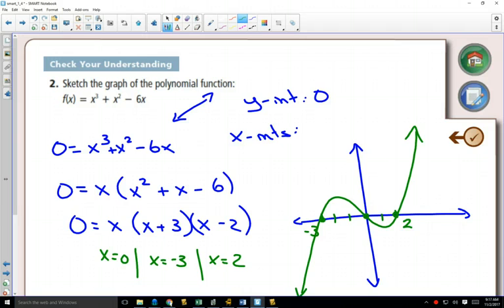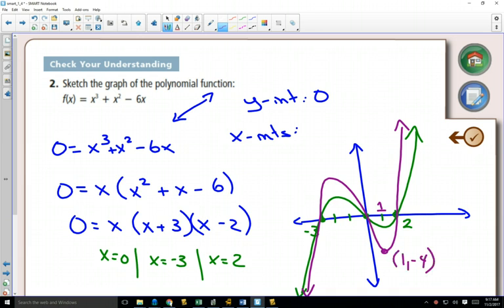What we don't know about this graph is how high the local max is or how low the local min is. So had you drawn it like this, full marks based on those two. If you wanted to find out a specific point in here, like what happens at 1, you could plug 1 in like a table of values and use that to make it more accurate. 1 plus 1 minus 6 is negative 4. That's more accurate. So it looks like my purple graph is more accurate than my green graph.